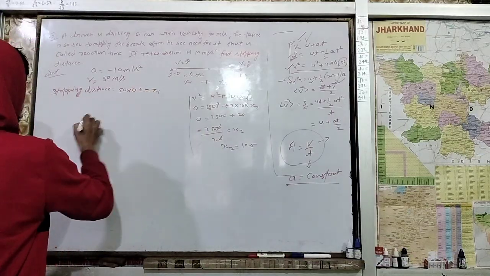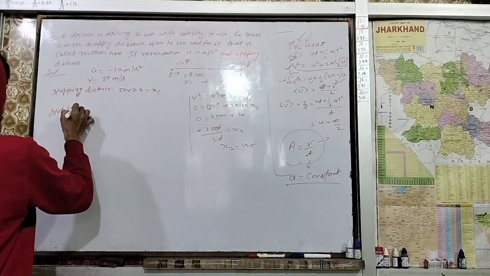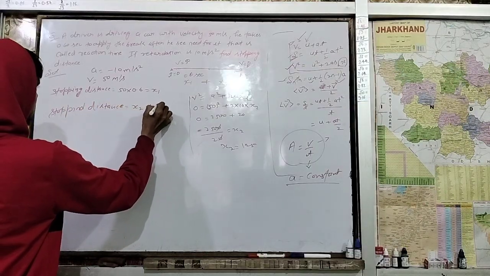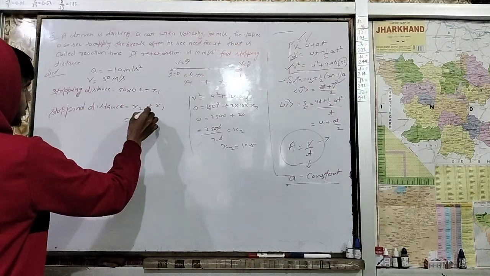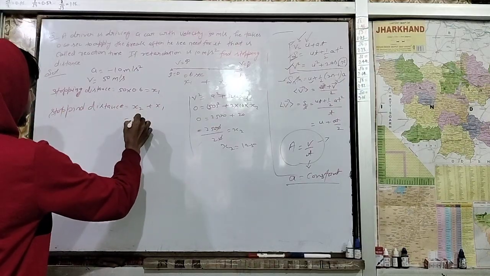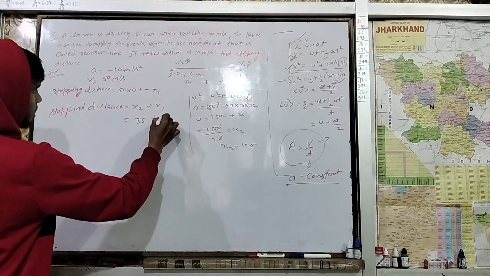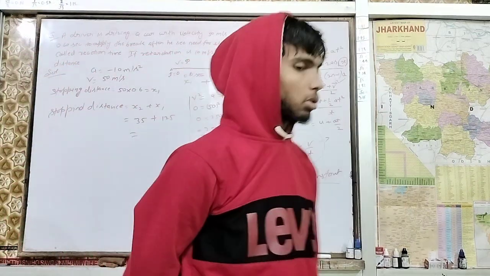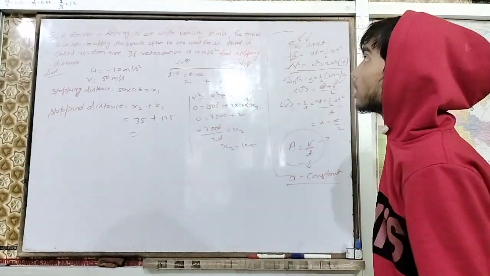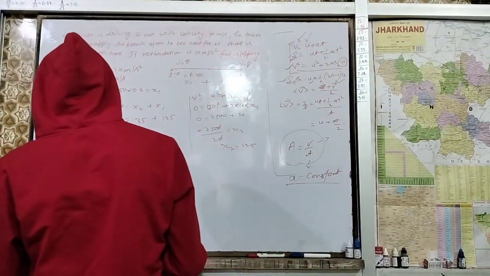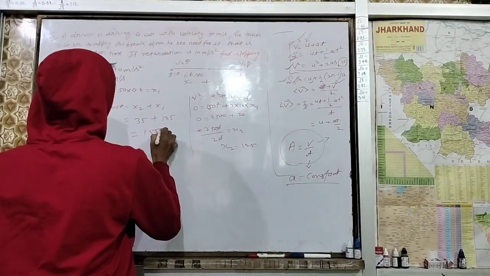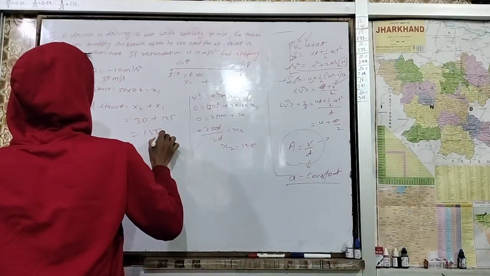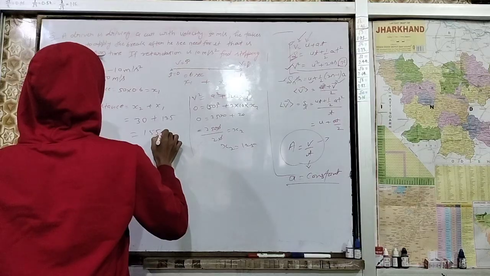So this was our x1. Now the stopping distance would be x1 plus x2. So x1 is 30, plus this 125. This much distance was taken just to stop the vehicle by nature. So the answer is 155.